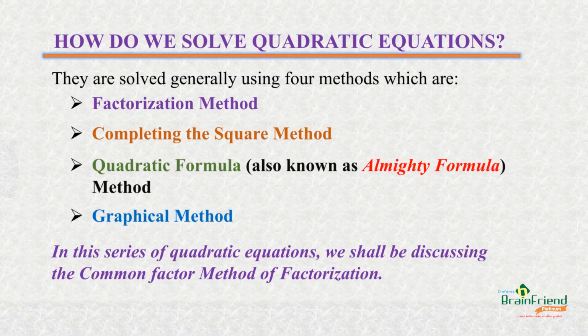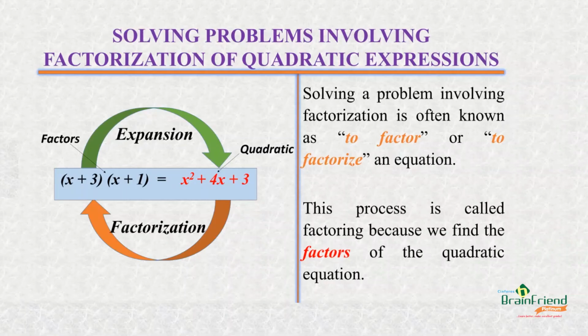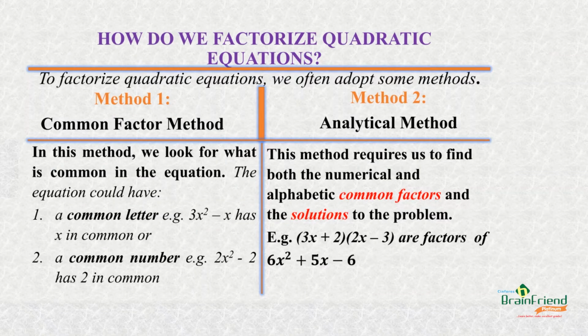In this part, we shall be concentrating on solving quadratic equations using the factorization method and specifically the common factor method of factorization. When asked to solve a quadratic equation and you are told to factor or to factorize the equation, that means you should apply the factorization method. And in applying the factorization method, we will need to know the 2 ways of applying it. There are basically 2 ways of applying the factorization method. The first method is called common factor method, and the second is called analytical method.